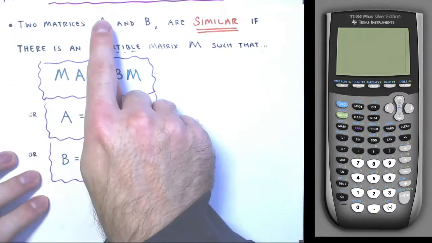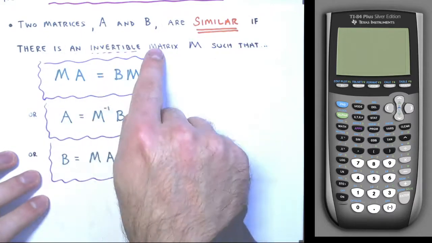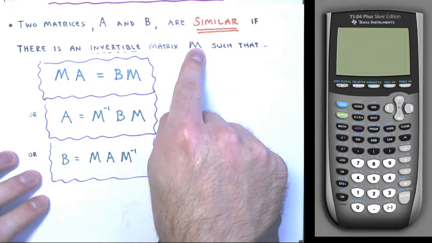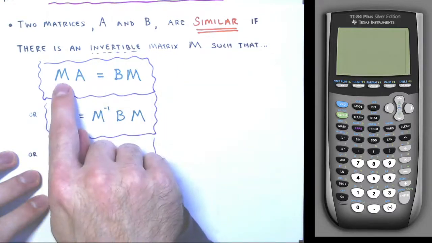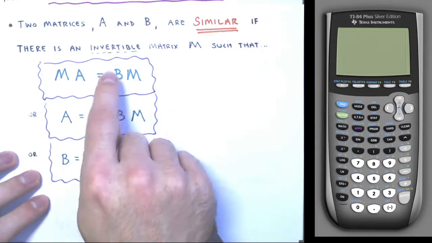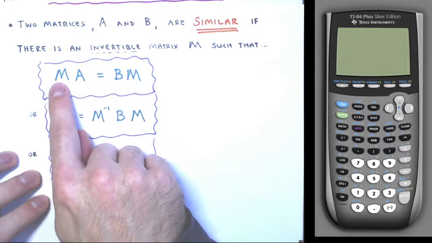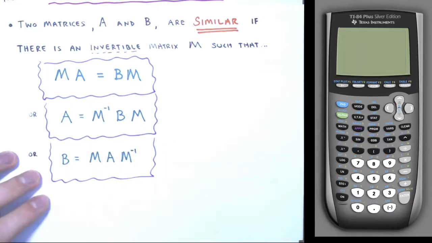Two matrices A and B are similar if there is an invertible matrix, call it M, or whatever you want to call it, as long as it's invertible, such that M times A equals B times M. If I multiply one matrix on the left by M and the other matrix on the right by M and get the same result, then those matrices are similar. A and B are similar.